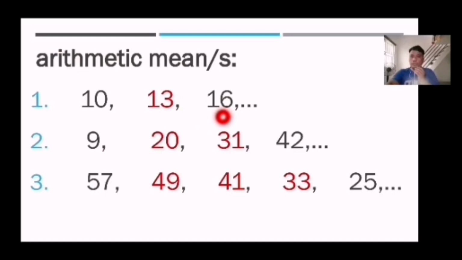In number 2, the arithmetic means are 20 and 31. They are in between 9 and 42. And in 3, the arithmetic means are 49, 41, and 33. They are in between 57 and 25. Okay, so arithmetic means are always in between the first and the last term.